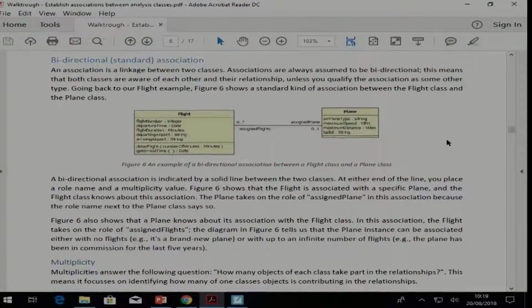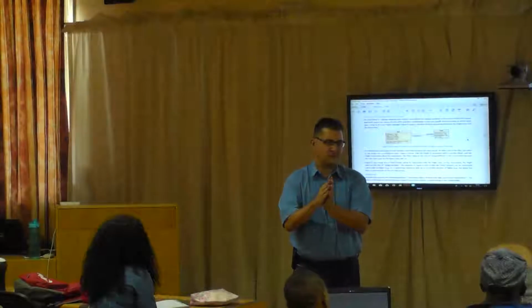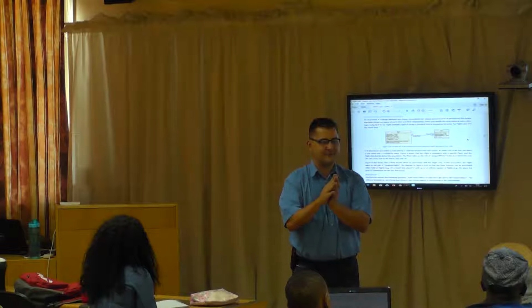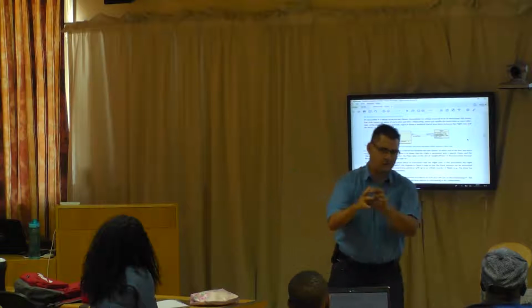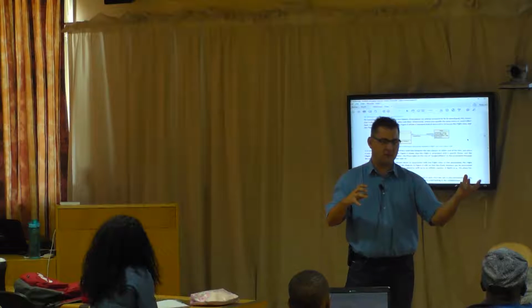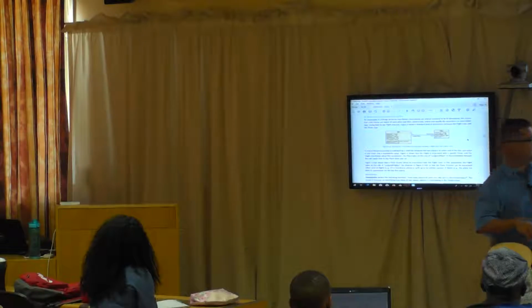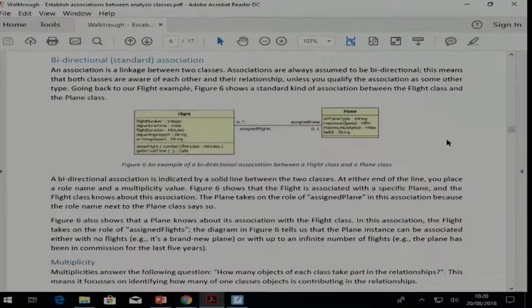What do those names tell us? What is the multiplicity that we can see? Multiplicity indicates how many of one class is interacting with the other one. So if we read the relationship from plane to flight, what are we seeing from that? A plane is assigned 0 or many different flights.